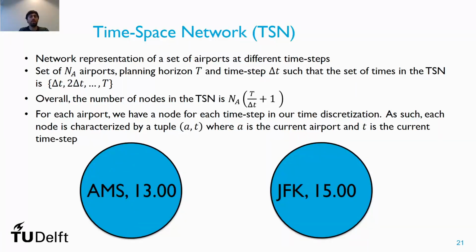For example, two nodes could be like this. We can have a node that says, okay, I'm in Amsterdam, so this is my spatial component, the airport, at 13 hours. And a different node could be, I'm in JFK, New York, at 15 hours. In the following, I will drop the IATA code of the airport. I will just use an index for each airport, and I will do something similar for times. Instead of saying 13 or 15, I will start from 0, which is, let's say, the start of my planning horizon, and I will increase the time component by delta T or by whatever time interval is needed.